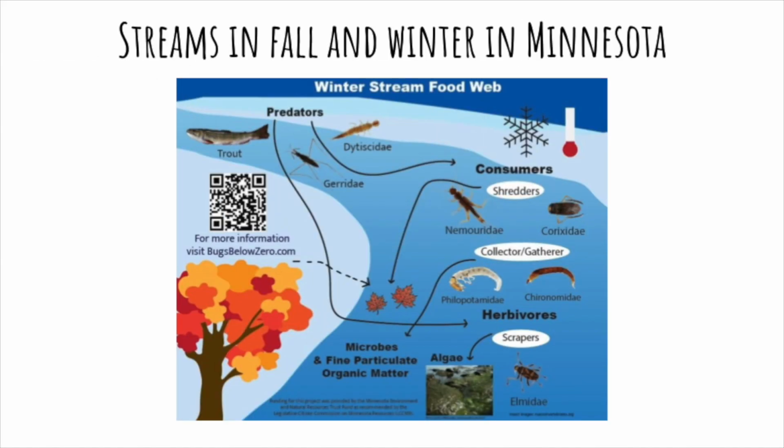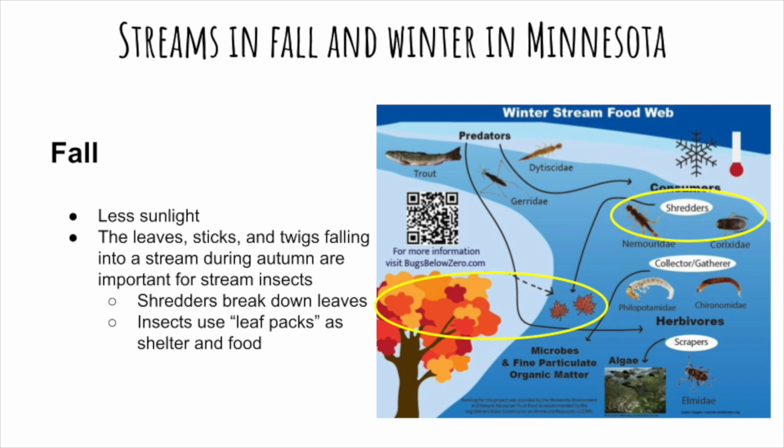Now that we know some of the important players in Minnesota stream food webs during winter, let's talk about what happens in the food web across seasons. With the onset of fall, there are fewer hours of sunlight, leading to reduced primary production in streams. This means less algae for scrapers to eat. Many of these insects, therefore, enter into dormancy during winter and rest until the weather gets warmer in the spring.